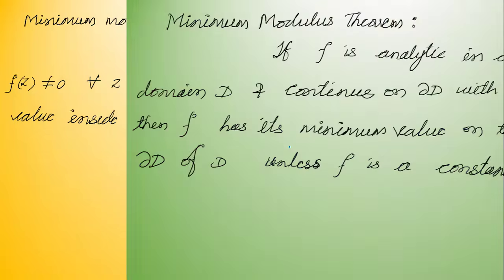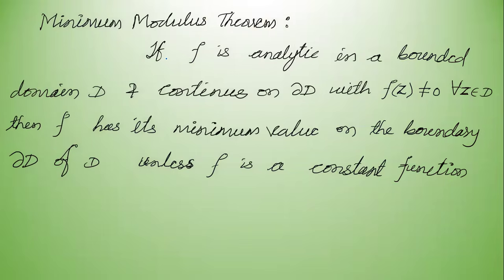Next, the minimum modulus theorem. If f is analytic in a bounded domain D and continuous on the boundary, with f of z not equal to 0 for all z belongs to D, this is important, then f has its minimum value on the boundary of D unless f is a constant function.